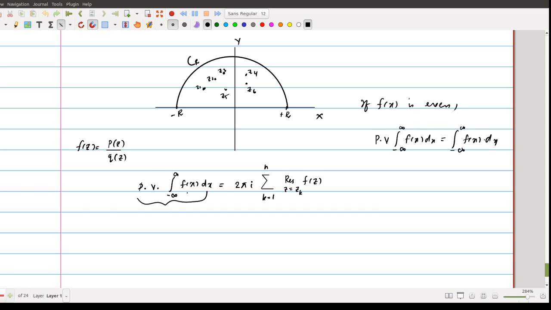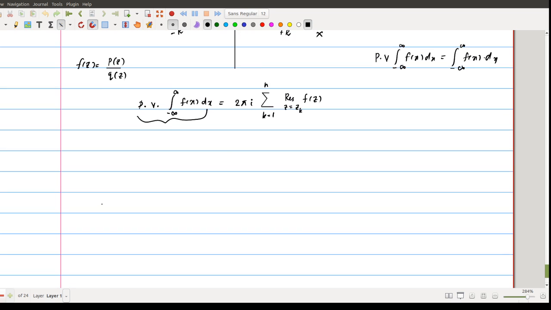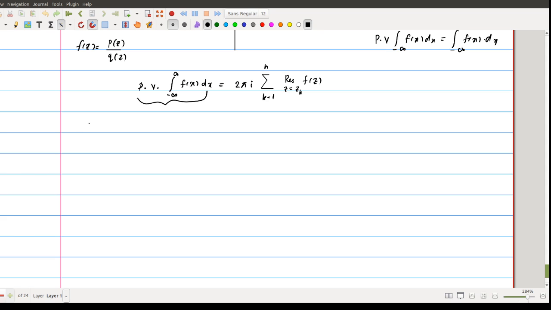If this function f of x is even, then obviously this principal value is the same as the integral value. Now we discuss an illustrative example for this. We will evaluate an improper integral, that is, the integral from 0 to infinity of x square divided by x raised to 6 plus 1 dx.